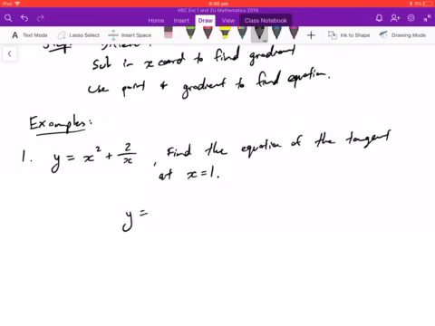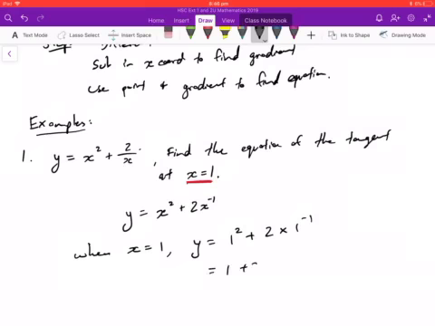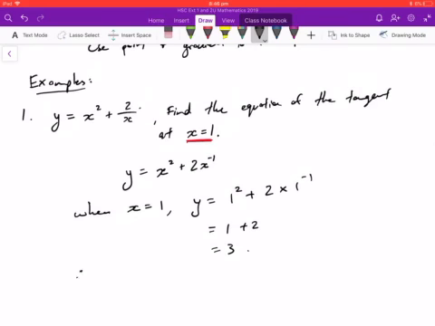So let's rewrite this. I'm going to use negative indices: x squared plus, this 2 on x is 2 times x to the -1. The first thing to note is, I'm only being given an x coordinate. Some questions might give you x and y, but I've only been given an x. So when x is equal to 1, y is equal to 1 squared plus 2 times 1 to the -1. Well, that's just equal to 1 plus 2, which is equal to 3. Therefore, the coordinates are 1, 3.